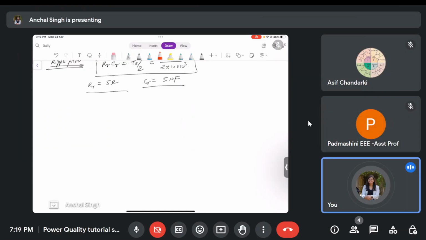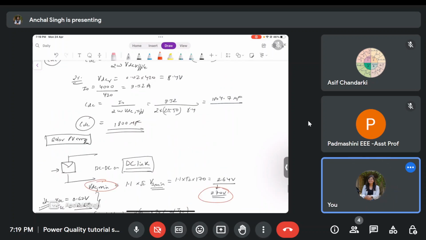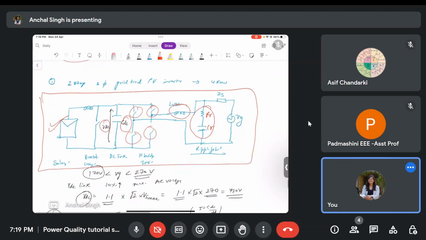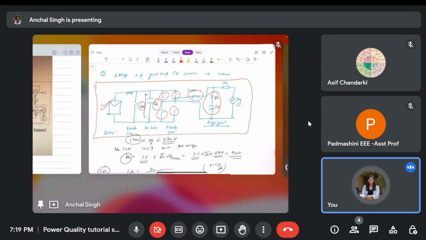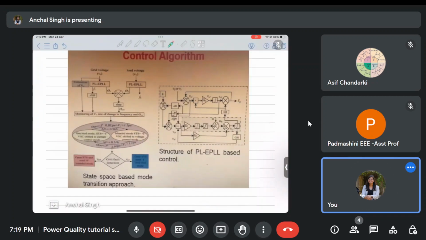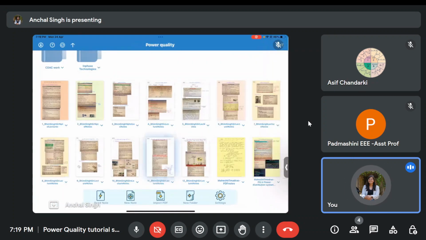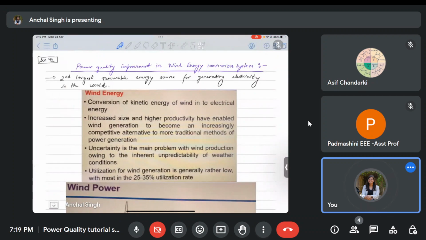Okay, so we just completed the design for the single phase grid tied converter for solar energy system. Next, we'll be going through a brief discussion about wind power generation. This will be our last topic for today's session. In case you have any doubts, then please feel free to ask.